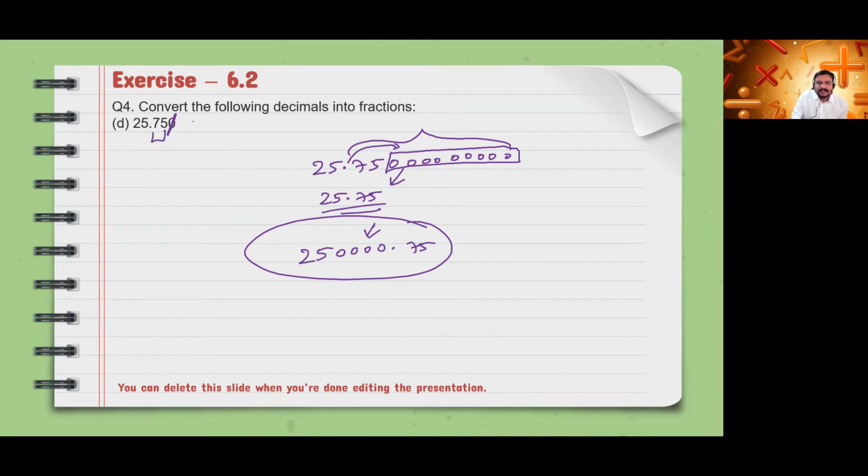So how many digits are there after the decimal point? 2 digits are there. 2575 upon 100 it will become. Divide numerator and denominator by 5. So 5 5s are 25, 515 it will come upon 20. Okay, 515 upon 20.